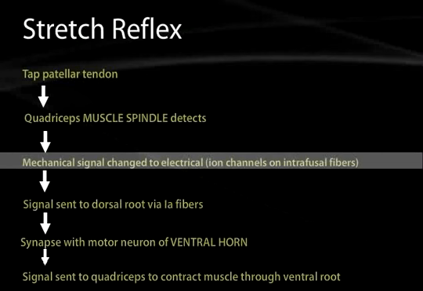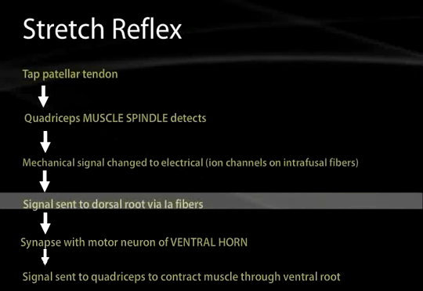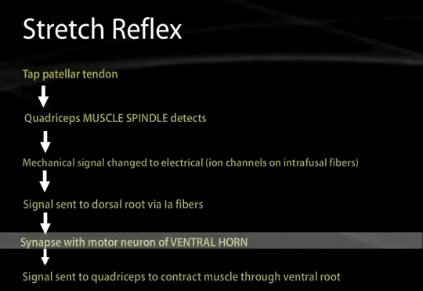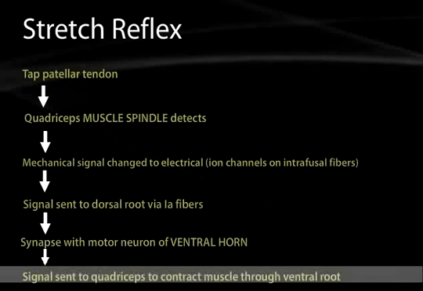Once those ion channels open, it changes the electrical signal within the nerve, and that will send a signal, an action potential, back to the dorsal root via 1A fibers. This is a very fast conducting fiber. At that point, the synapse occurs with the motor neuron of the ventral horn. So this is a monosynaptic stretch reflex where the fiber goes through 1A fibers and synapses on the ventral horn, and then that neuron will send a signal out to contract the quadriceps muscle.